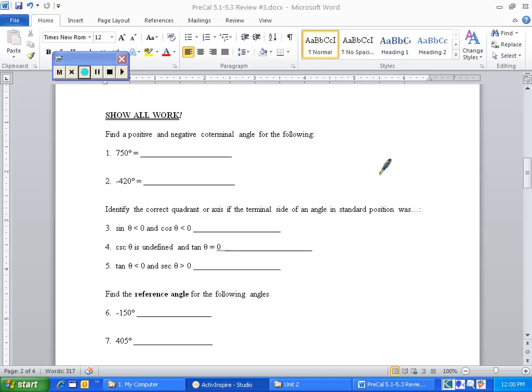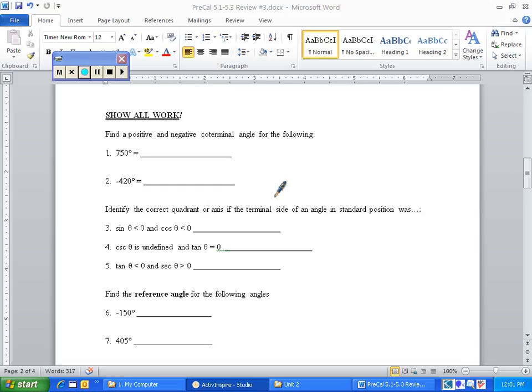And that's going to give me negative 330. Since that's a negative angle, I'm done with this question. Okay, so that's all you have to do. Alright, the next one is negative 420.